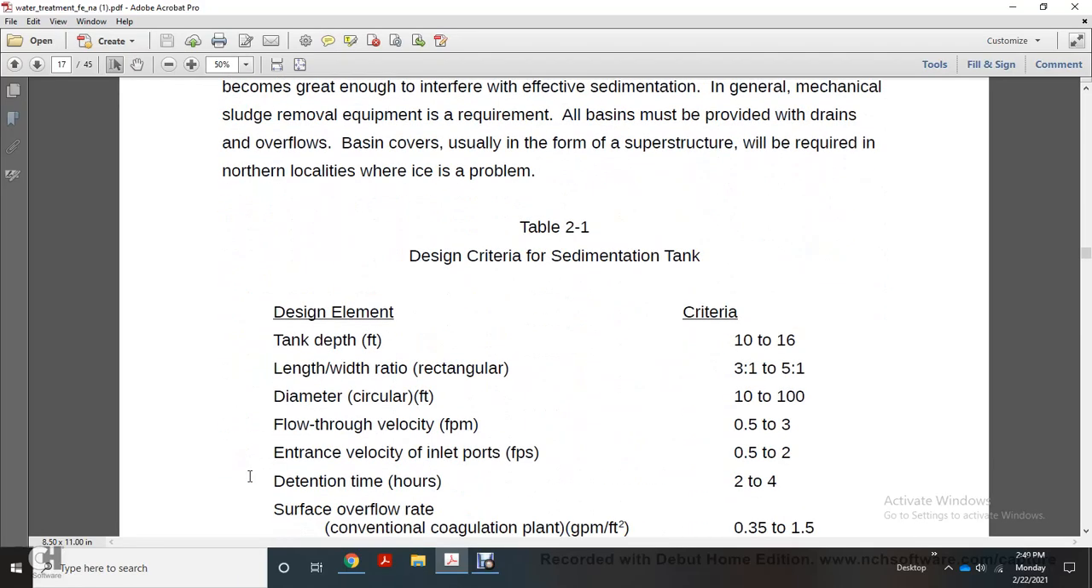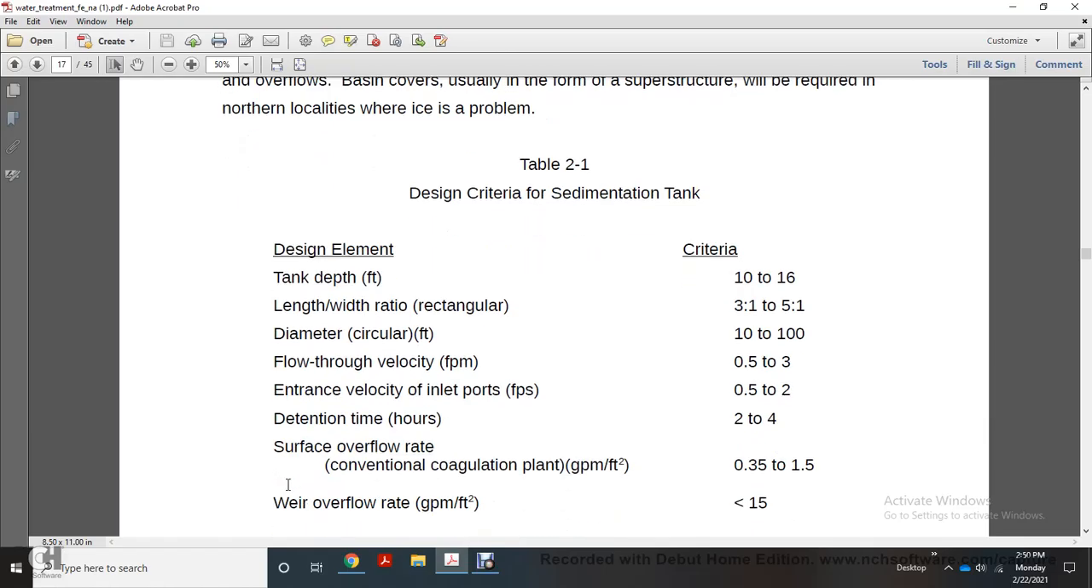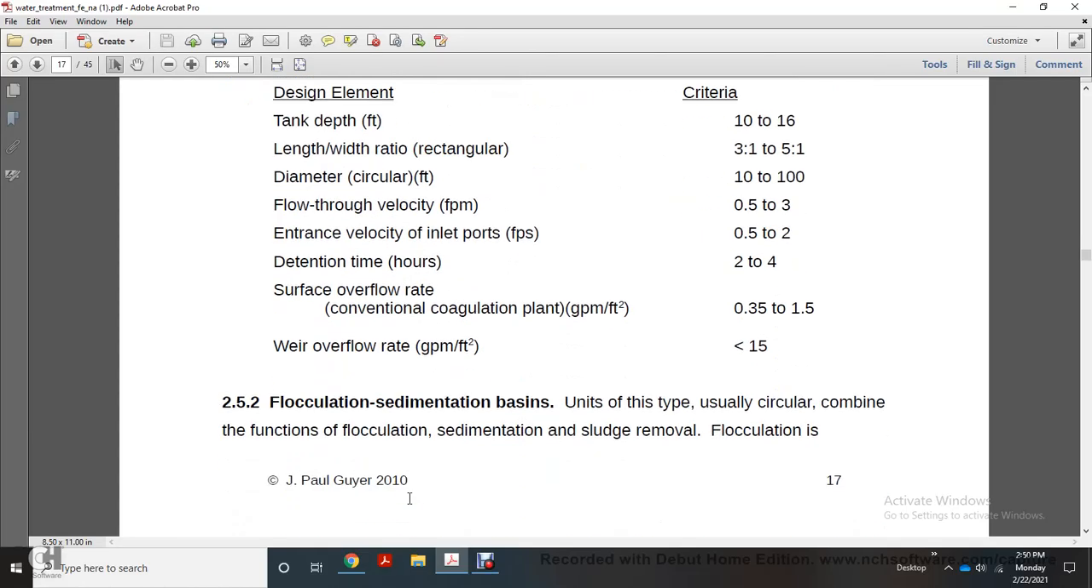Table 2-1 shows the design criteria for the sediment tank. The tank depth is 10 to 16 feet, the length to width ratio 3 to 1 and 5 to 1, diameter 10 to 100 feet, flow through velocity 0.5 to 3 feet per minute, entrance velocity at inlet ports 0.5 to 2 feet per minute, detention time 2 to 4 hours, surface overflow rate 0.35 gallons per square foot to 1.5 gallons per square foot. Where overflow rate is less than 2015.